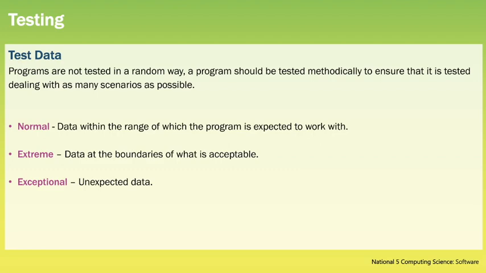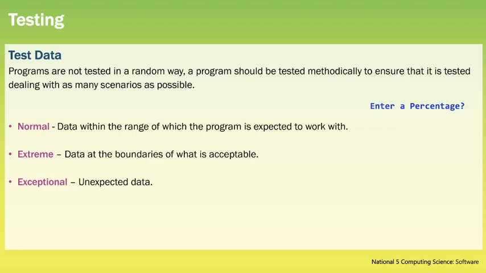We don't just pick test data at random, we think about the test data methodically to ensure that our program can handle as many scenarios as possible. So there are 3 different types of test data. Normal test data is data that we expect our program to work with. Extreme test data is data at the boundaries of what our program should expect. And exceptional test data is data that our program does not expect, but we should be able to handle it.